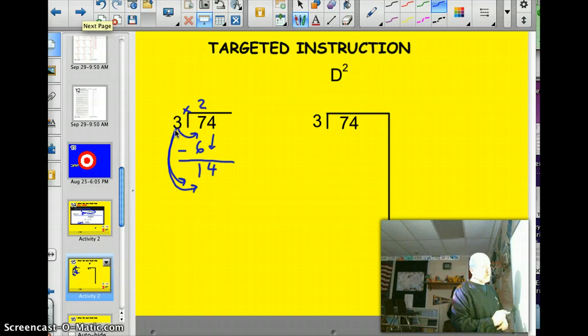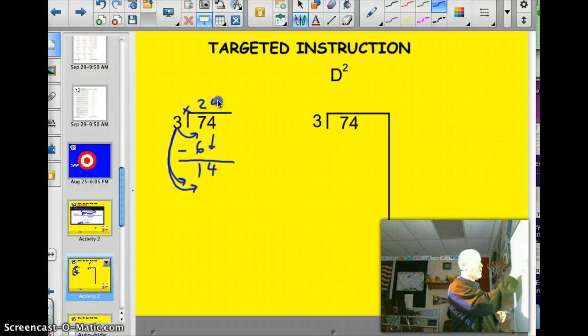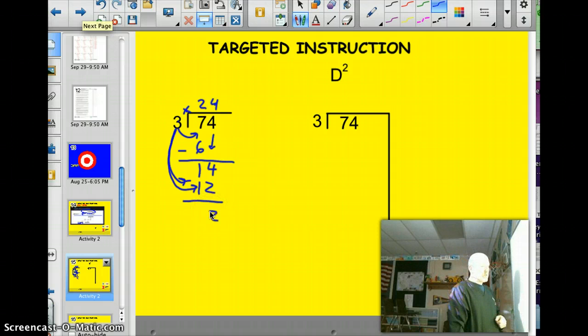Does 3 go into 14? And of course it does. 14 is big enough, so I can't go in there 5 times, that would be 15, but I can go in there 4 times, so 3 times 4 is 12. And then I subtract those out. 14 minus 12, we've got 2.